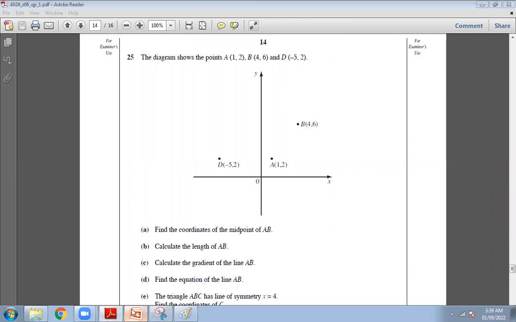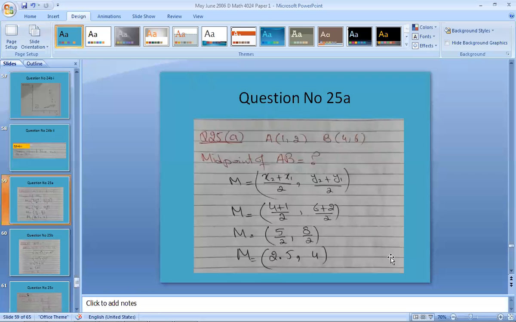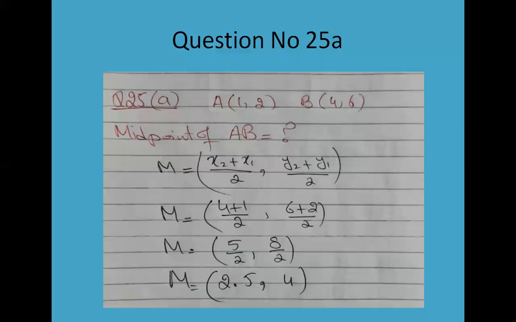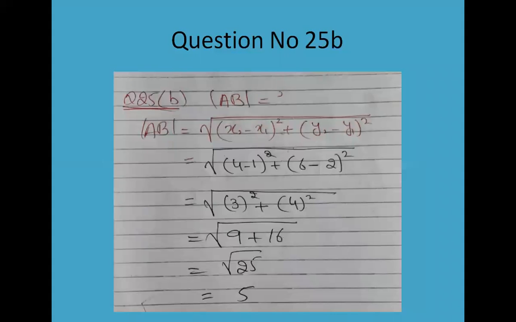So let me show you. If you want to find out the midpoint of A and B, the formula is x2 plus x1 divided by 2, comma y2 plus y1 divided by 2. So it will be 4 plus 1 by 2 and 6 plus 2 divided by 2. So 4 plus 1 will be 5, 5 by 2, 6 plus 2 will be 8, 8 by 2. So 5 by 2 will be 2.5 and 8 by 2 will be 4. So this is how you find the midpoint.